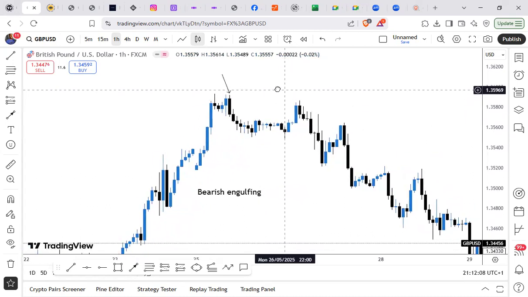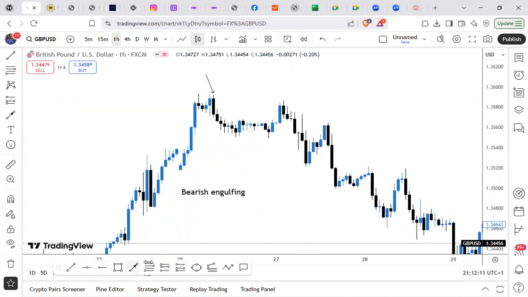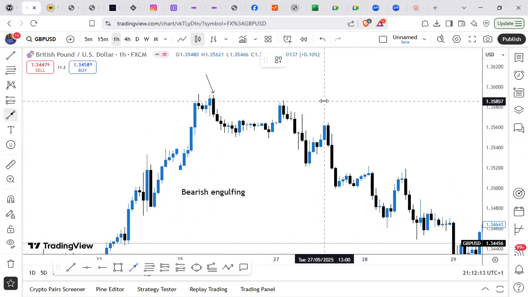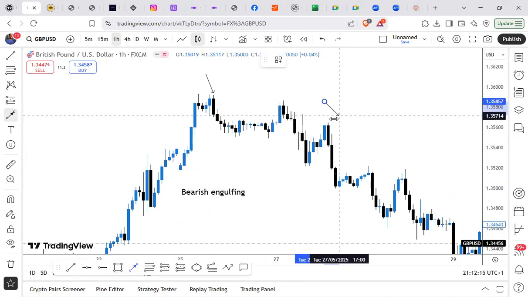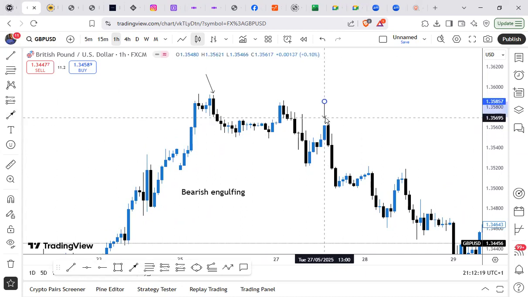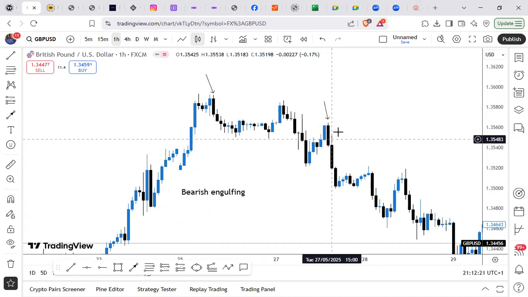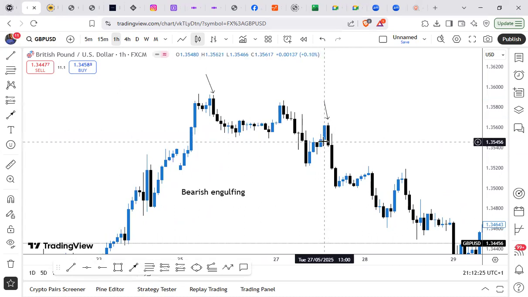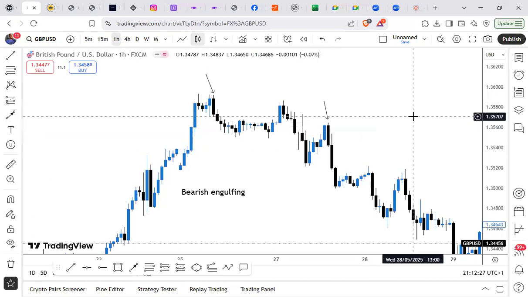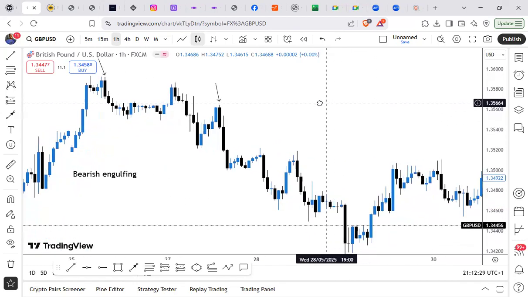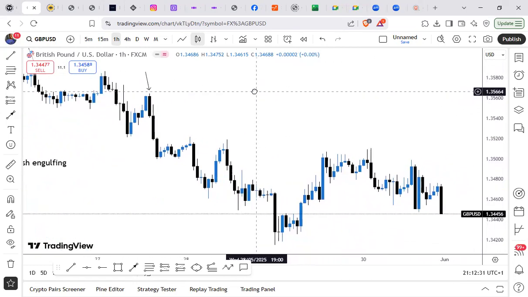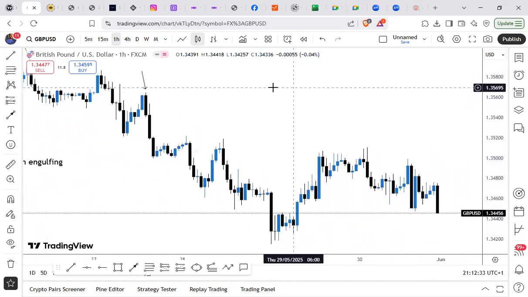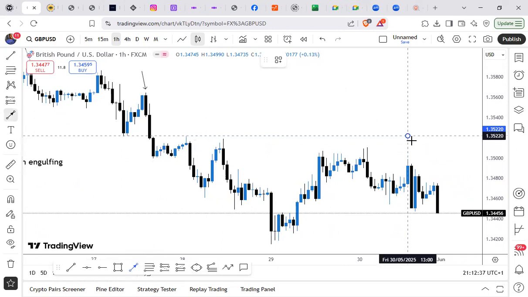See another form of bearish engulfing again here. These two here: the black candle completely swallowed the blue candle. Bearish engulfing. All right. Then see another bearish engulfing here too.